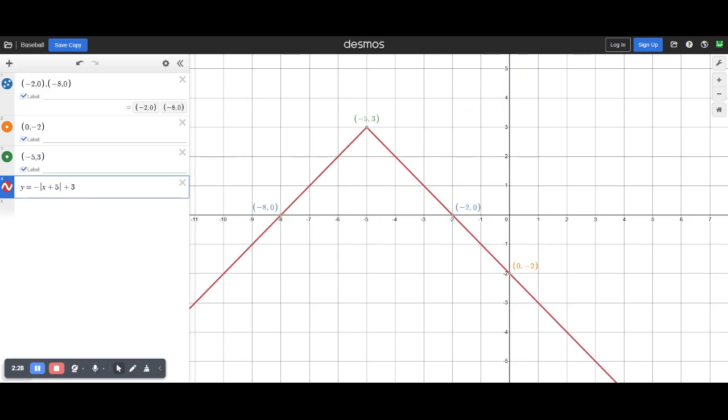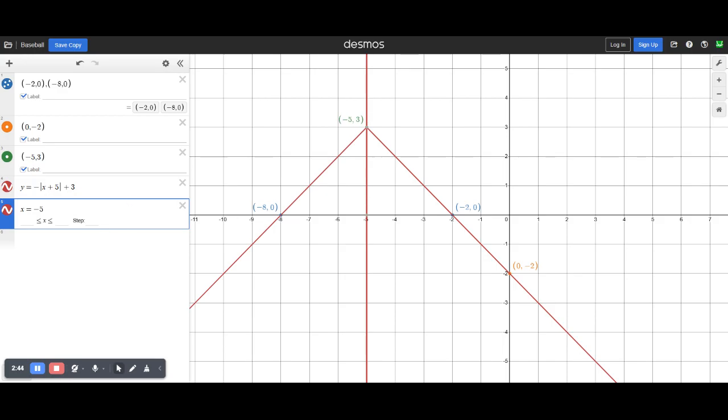Okay, so once again, we're going to go left 5, up 3, flip the whole thing upside down. We've got our points all hit. So this is our equation. Here's our vertex. Here's our x-intercept. Here's our y-intercept. Don't forget your axis of symmetry has to have an x equals in front of it in order to have that line.